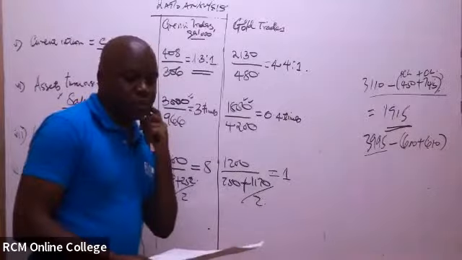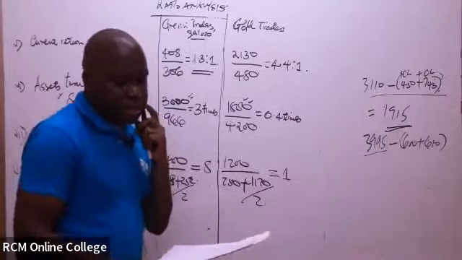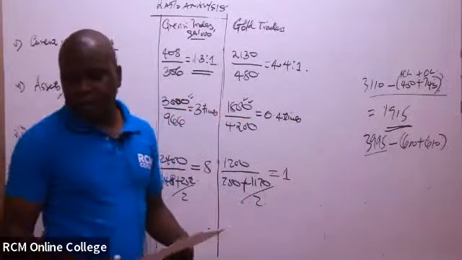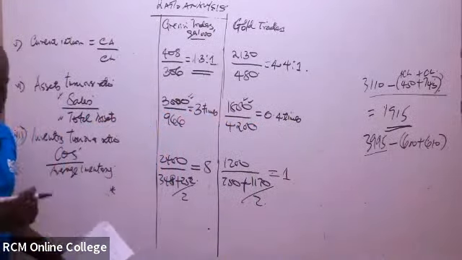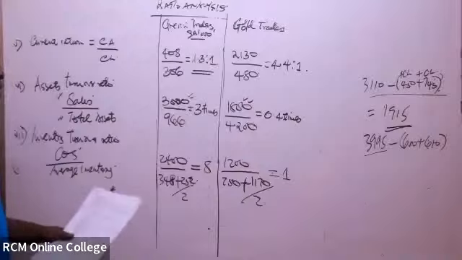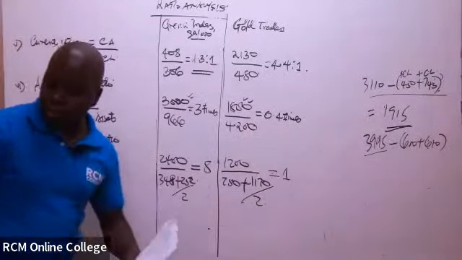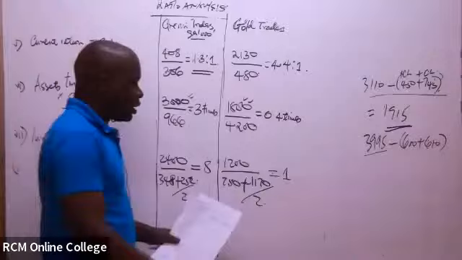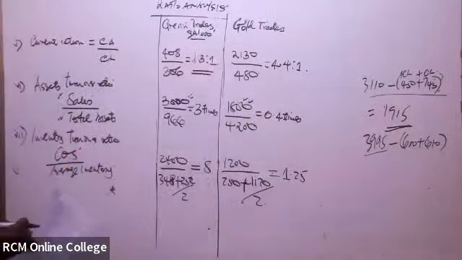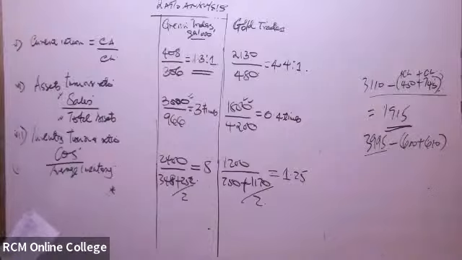This particular ratio indicates the frequency with which the inventory is converted into sales. How quickly are you converting your inventory into sales? It is 1.25, maybe you can put that 1.25. What about this one? It was just a flat 8.